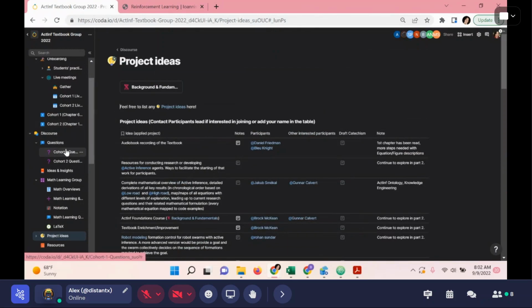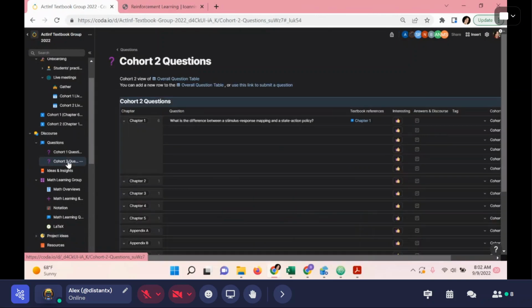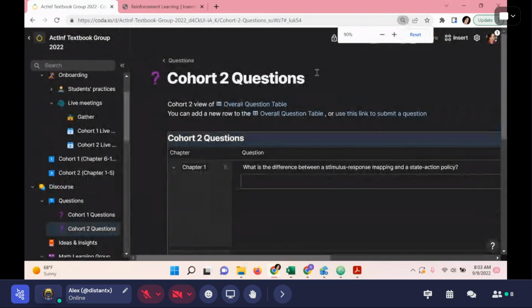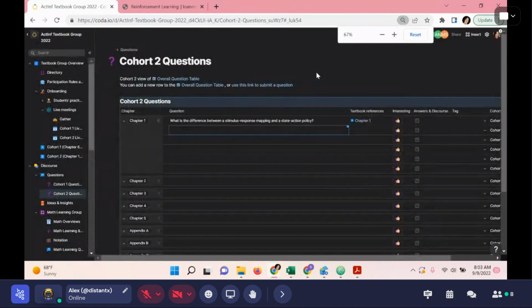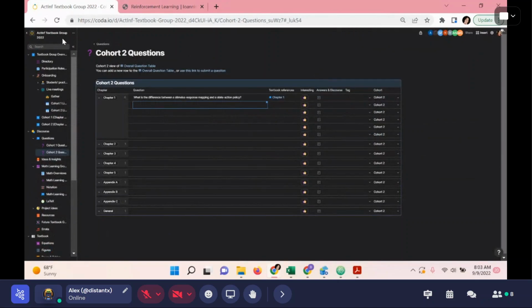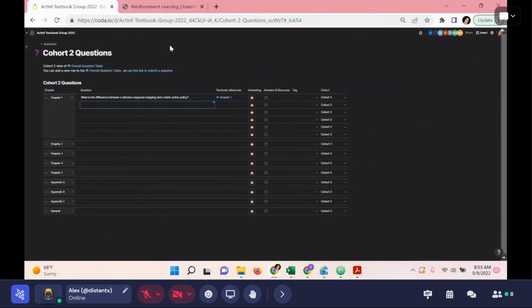Let's head over to the cohort 2 questions page and take a couple of minutes to put some questions in here. Just so you know, Control plus and Control minus are good ways to zoom in and out to get the right view of the screen, and you can hide this little textbook bar over here. I'm going to hide that and give everybody maybe 5 minutes to put in a question or something they would like to discuss from chapter 1 of the textbook.